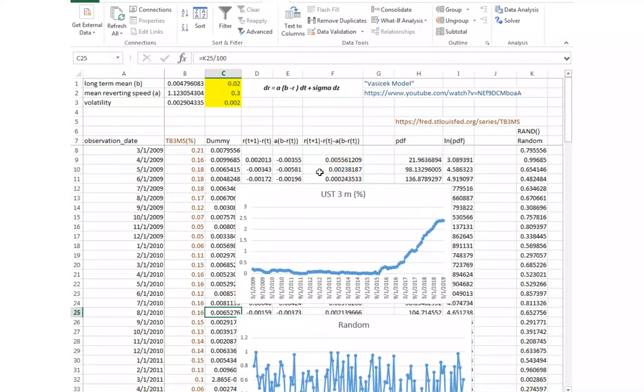So when we use historical data for the past 10 years, the mean reverting speed shows zero. It's not because something is wrong with this model, just because we didn't have enough data to show the reverting pattern.